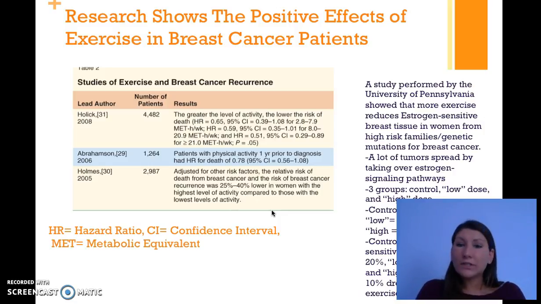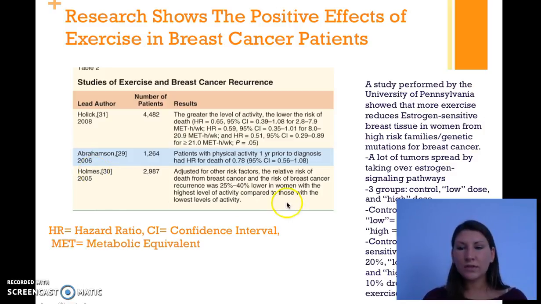There's a lot of research out there that shows the positive effects of exercise on breast cancer patients. To the left here, there's a nice table that summarized 3 different studies that shows that greater levels of physical activity, and in general levels of physical activity, can reduce the mortality in breast cancer patients and also lower the risk of recurrence of breast cancer in patients.